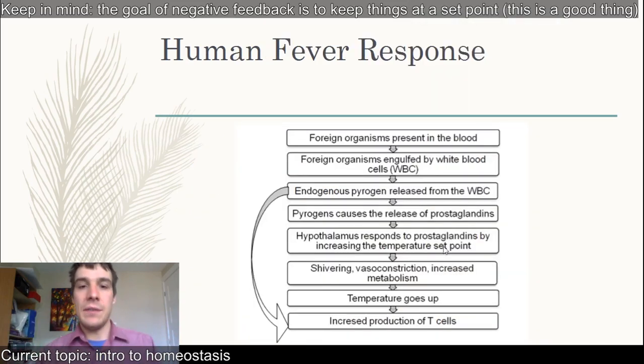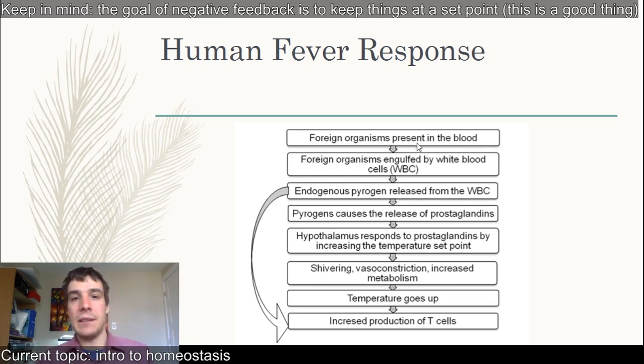Here's a flow chart of this. Remember, I talked about how you need something to detect it, something to send a signal, something to affect the change, and then something to check the signal, make sure to turn it off. So here's where it starts, right?